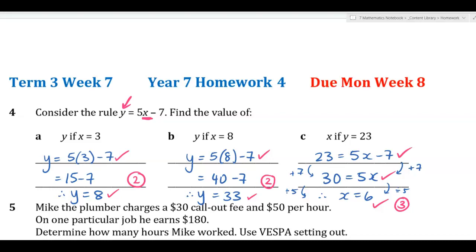You don't have to write the $ sign. It's good practice too, but you don't get marked down for it. Okay. Eve.